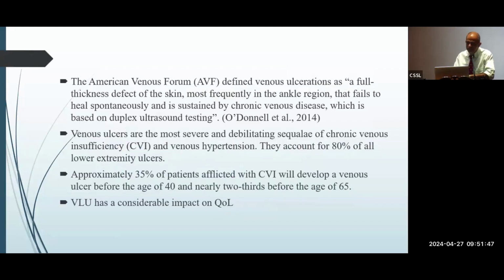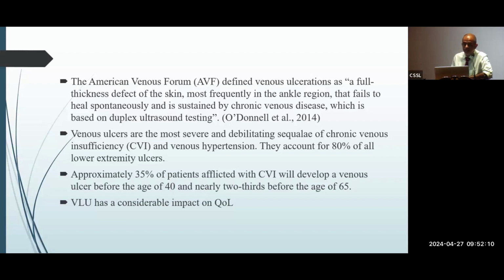So first of all, what is an ulcer? The American Venous Forum has defined it as a full thickness skin defect, most frequent in the ankle region, that fails to heal spontaneously. Usually skin defects will heal spontaneously, but here it doesn't, and it is sustained by chronic venous hypertension, as based on ultrasound scanning.